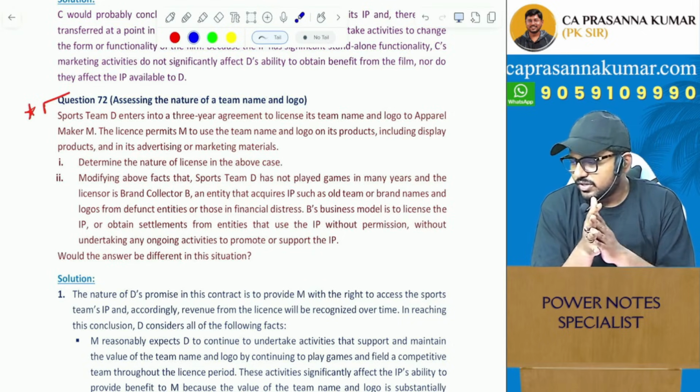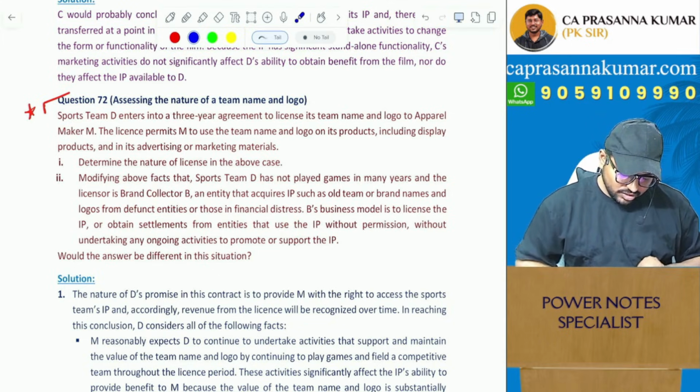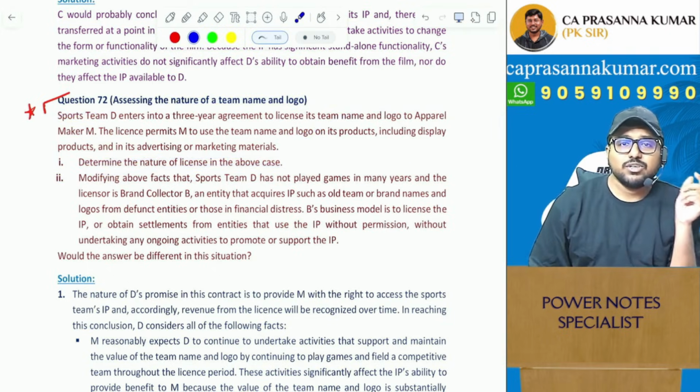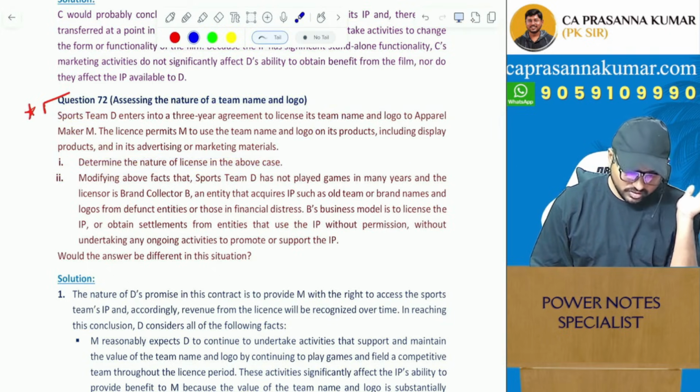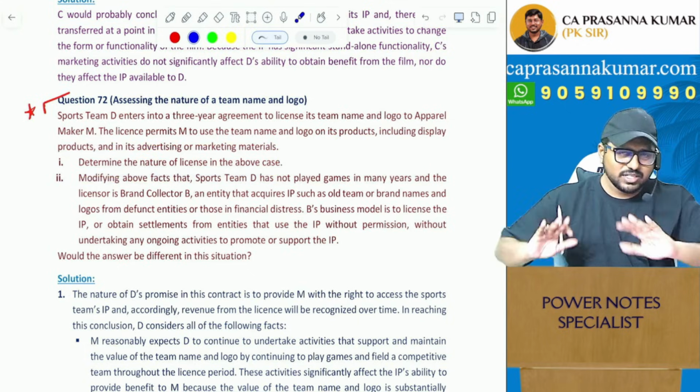All right. Are we done with your reading? Okay. If you want my answer, it is very simple. Determine the nature of license in the above case. That is, by reading these 3 lines, the answer is right to access. Therefore, revenue will be recognized over a period of time. That's the answer for the first part of the question. The second part we'll discuss later.